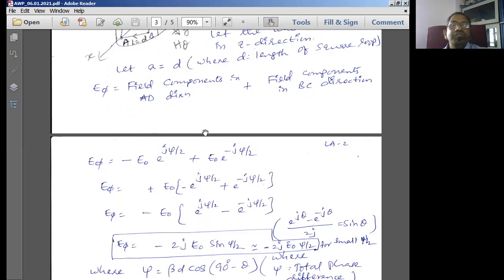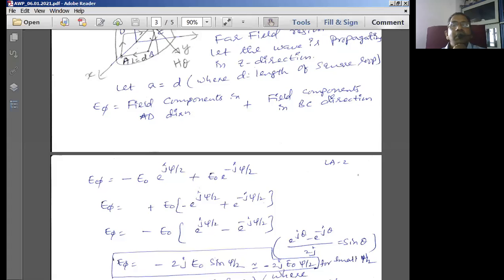If it is the positive direction, we consider e power minus j xi by 2. Now this xi by 2 is nothing but the total phase. Xi is known as the total phase difference. This total phase difference concept we discussed when we dealt with antenna arrays, where we derive the equation for the total phase difference.